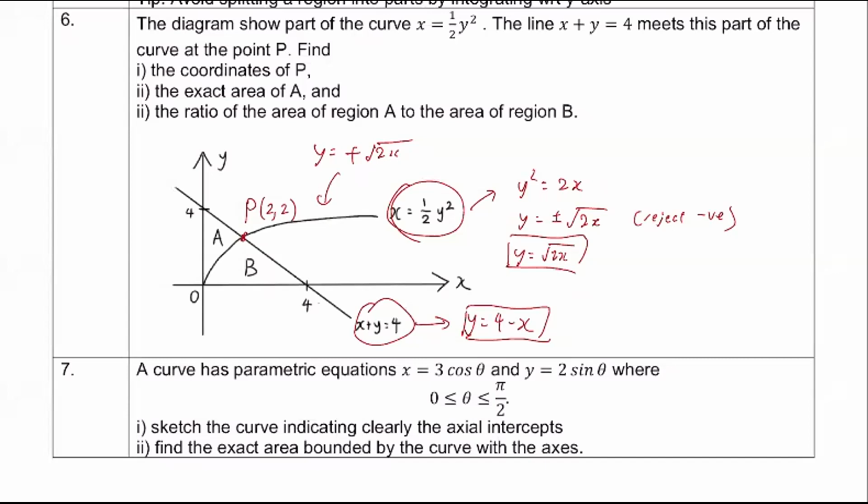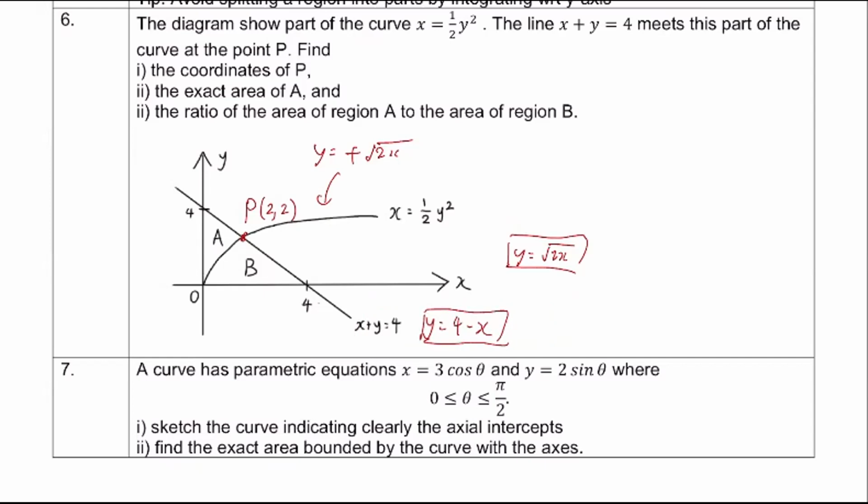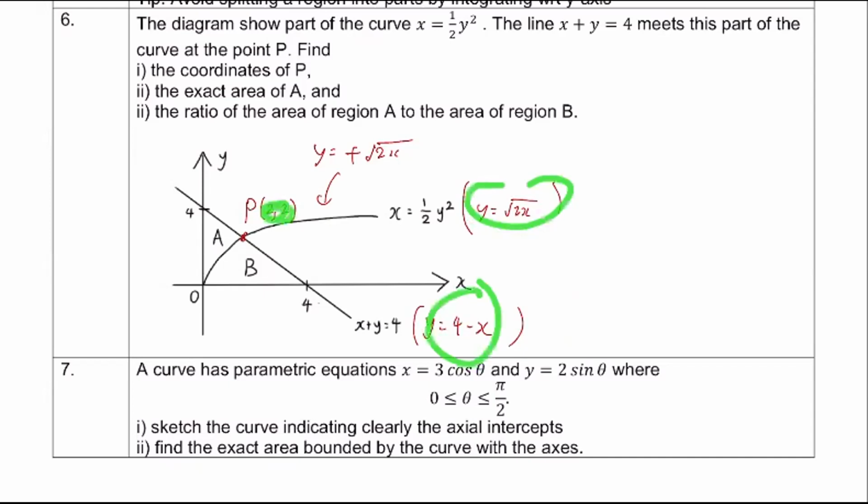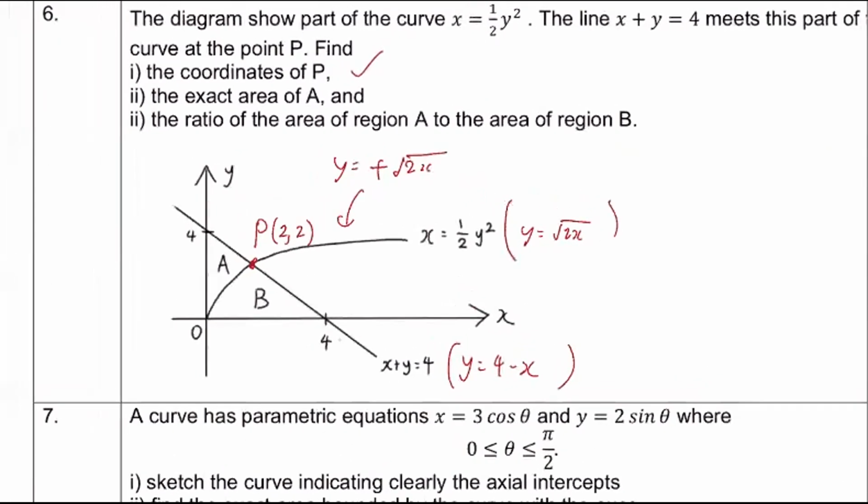Okay, let me just clean up this. I don't want so much clutter. I'll remove this working. I'll just get the conclusion here and here. Okay, so these are the two functions. They intersect at 2, 2. Part 1 done already. How about part 2? The exact area of region A. What would you do?